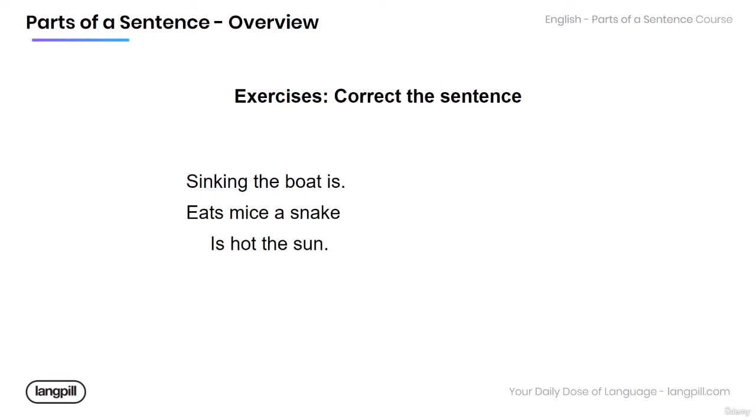So here we have another exercise for you to try. Go ahead and correct the sentence so that it's in the correct structure, the correct order. You'll see that we have these words, but they're not in the correct order. So I want you to rearrange these words so that we have subject, predicate, correct order. So again, go ahead and pause the video and figure these out on your own.